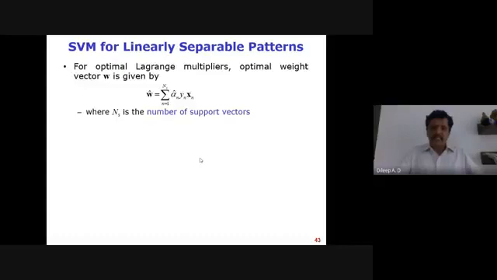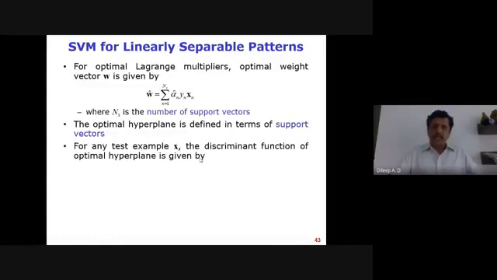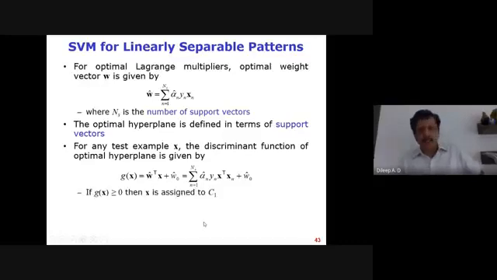Now during the test case, for any test example, I'll just compute W transpose X plus W naught, where this W is the optimal value of W. If g of x, this discriminant function, is greater than 0, then it belongs to class 1, otherwise it belongs to class 2. Okay, is it clear?